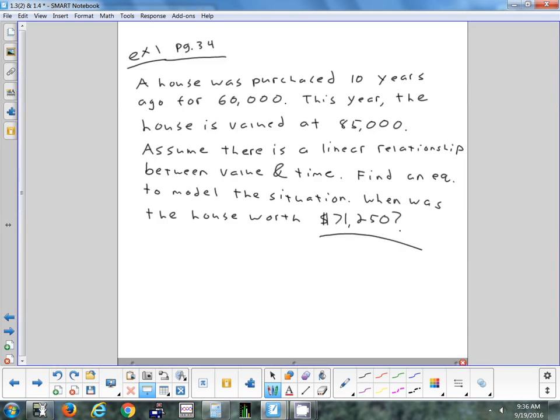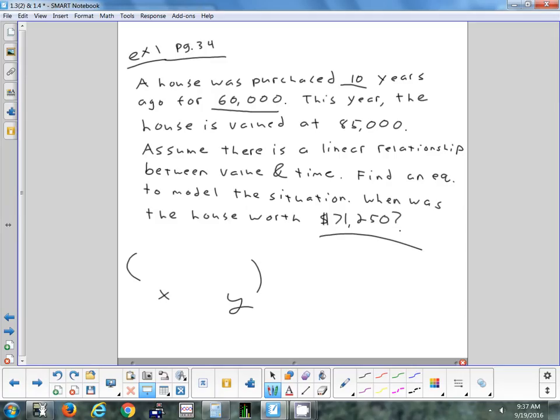All right, so if I think of money and time, think of them as a coordinate. We talked a little bit about your independent and dependent variable. Which one here is the independent? Is it money or time? Time is independent, right? The value of the house depends on time. Depends on what year you want to look at.